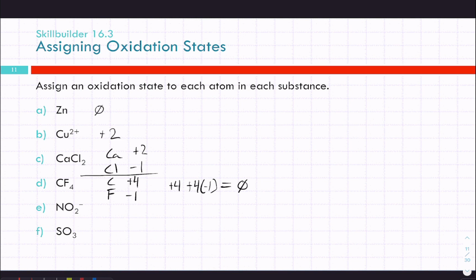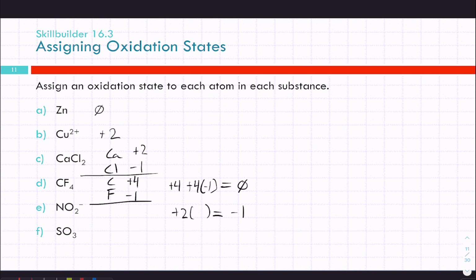All right, for nitrite, kind of like our previous one, we've got a molecule, in this case a polyatomic ion of nitrogen and oxygen, and it has a charge. So it has to equal -1? Yes, so it has to equal that charge. This is a -1, and then you can fill this in. So we've got 2 oxygens.